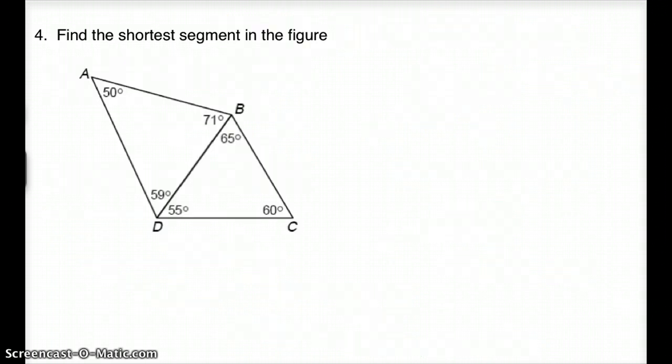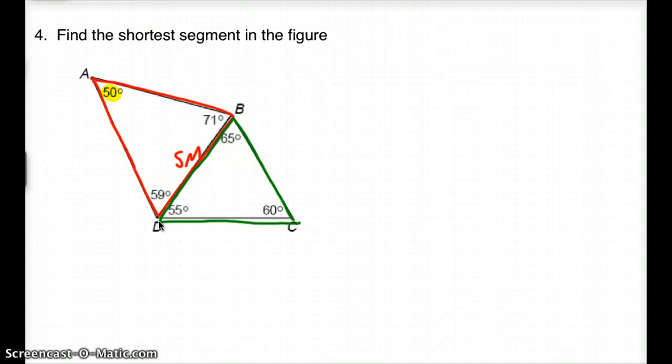All right, now we're asked to find the shortest segment. All right, now this time we have two triangles, people. So if you're looking at this and you're saying, okay, 50 is the smallest, so I say this is the smallest. That's not necessarily correct. You have two triangles that are stuck together here, people. So in this one, I have 55, so then across from that, this one is going to be the smallest. Not necessarily is BD going to be the smallest, people.